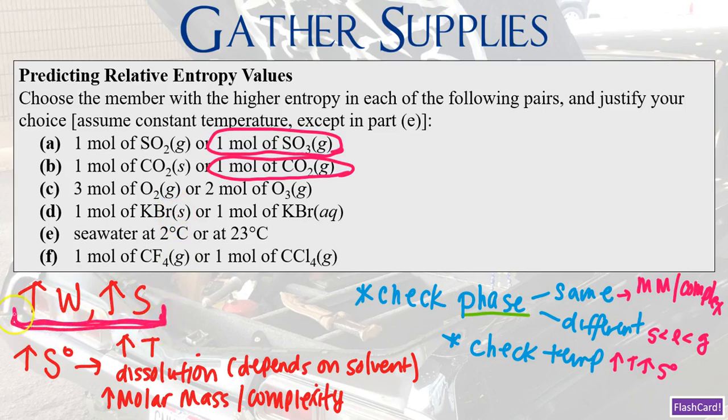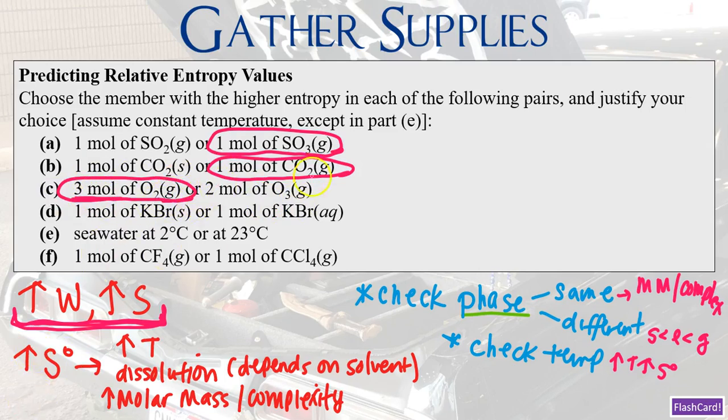And how do we know that we're increasing the number of microstates? Based on the number of particles. Since we have way more moles of the O2 gaseous molecule, that's going to supersede having 2 moles of a more complex molecule. So the higher entropy is going to be 3 moles of O2 gas.